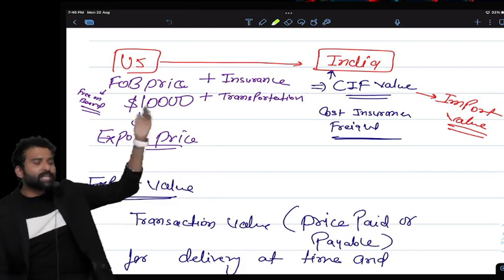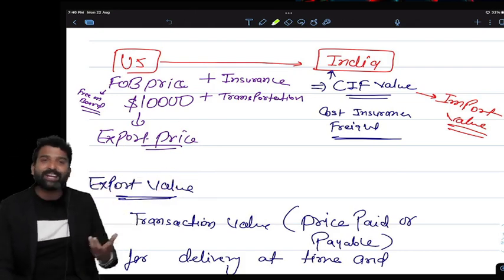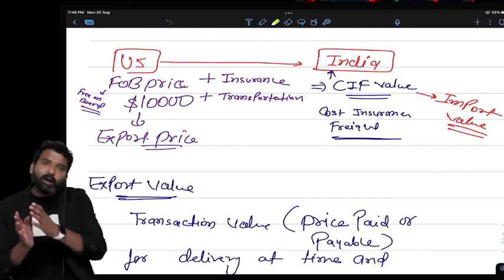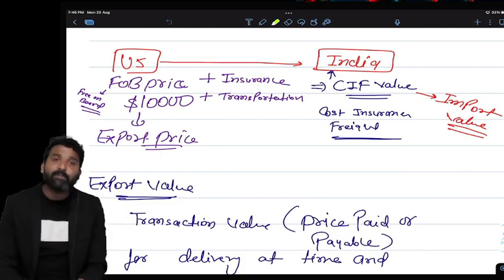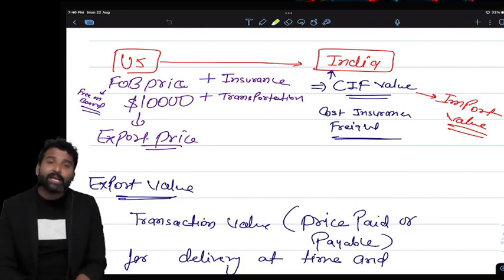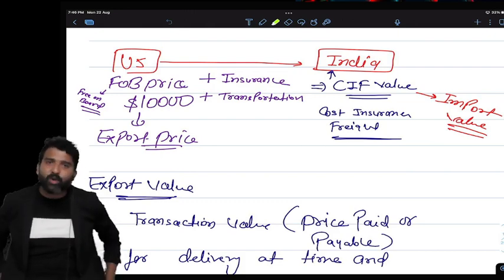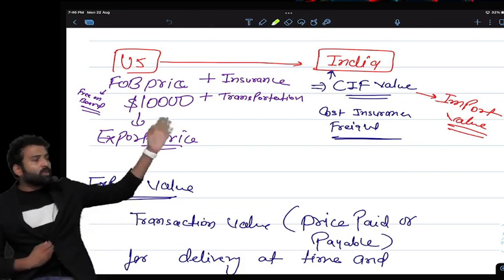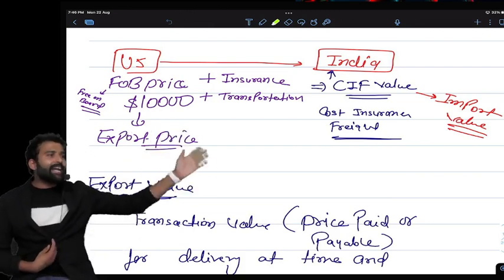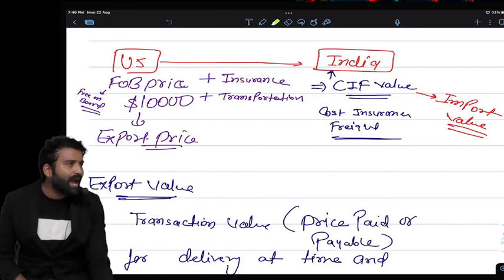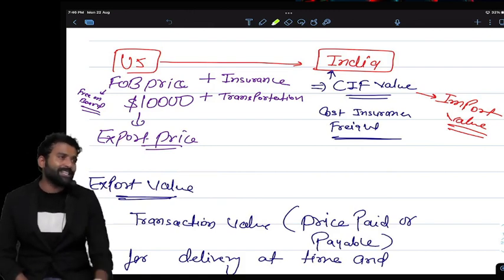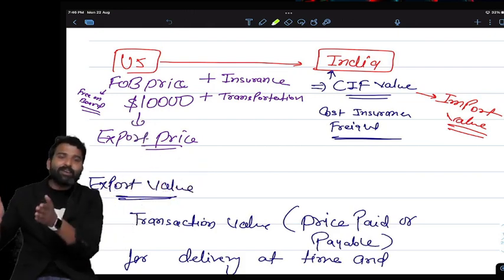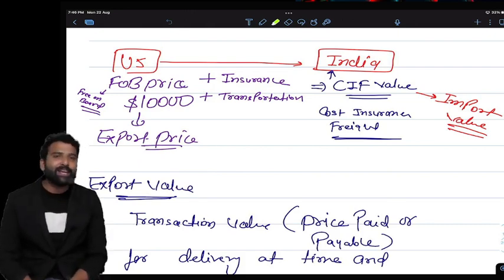Now to bring that goods to India, I have to pay the insurance, I have to pay the transportation, I have to pay the unloading charges as well. So by adding all these values, I will be reaching the CIF value, and that is called the import value. So in case of importation, CIF value is the value on which I have to pay the custom duty. So not on the price I have paid in the export country. To that price, I have to add transportation as well as insurance. So my FOB value plus my transportation plus my insurance will make the CIF value. And on that CIF value, I have to pay the import duty.